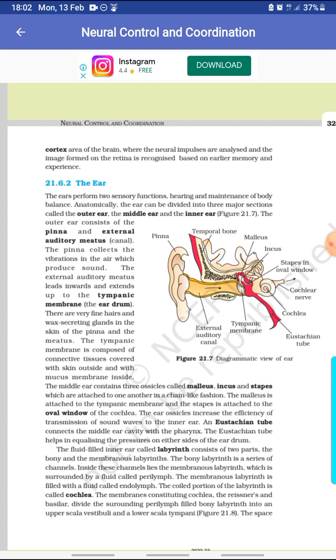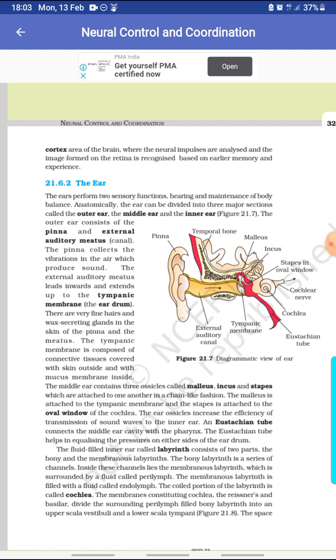The middle ear contains three ossicles called malleus, incus, and stapes, which are attached to one another in a chain-like fashion. The malleus is attached to the tympanic membrane and the stapes is attached to the oval window of the cochlea. The ear ossicles increase the efficiency of the transmission of sound waves to the inner ear. A eustachian tube connects the middle ear cavity with the pharynx. The eustachian tube helps in equalizing the pressures on either side of the eardrum.